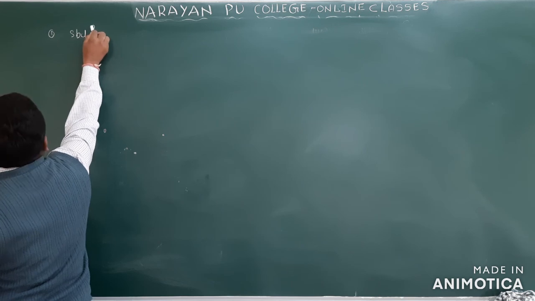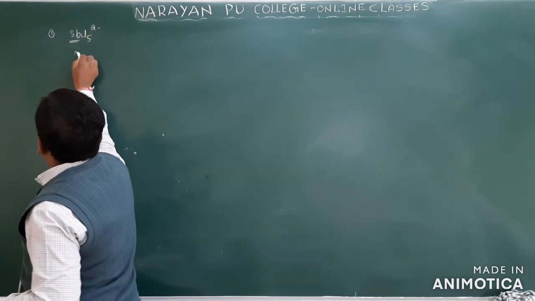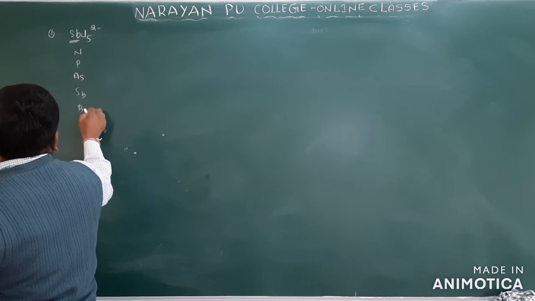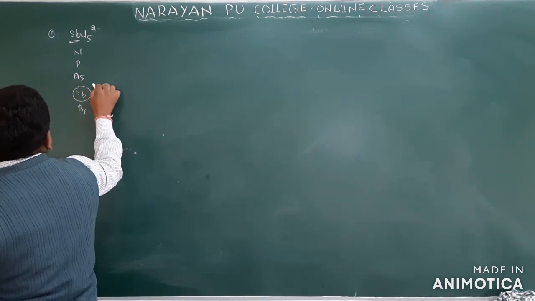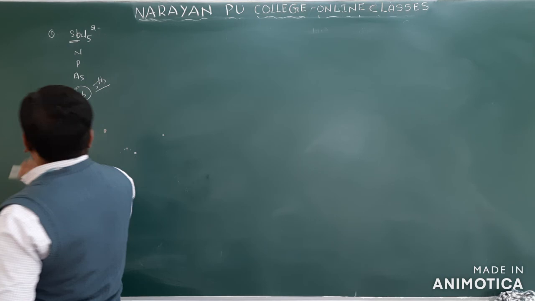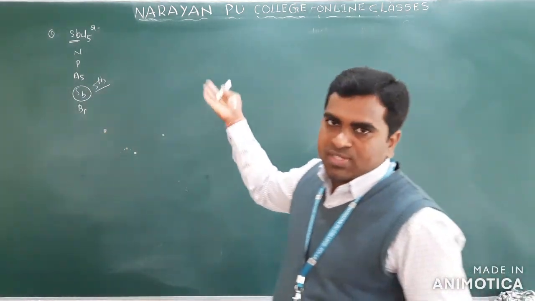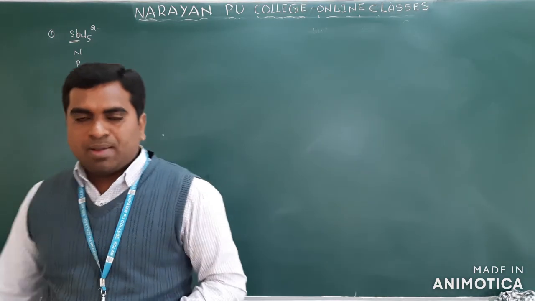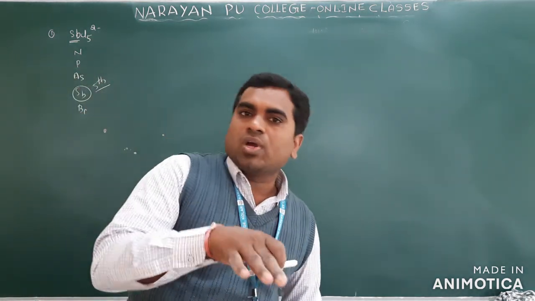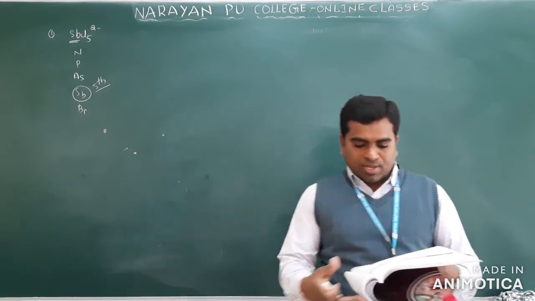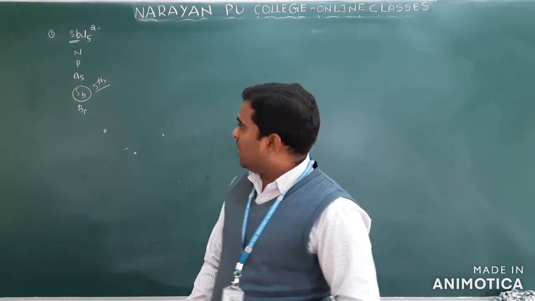SbCl5 2 minus. Sb means where it will come? Nitrogen, phosphorus, arsenic, antimony and bismuth. This Sb belongs to the 15 group, so 5 electrons you write. And 2 minus means add 2 electrons, and calculate the hybridization. Do the same for the remaining 4, and whichever is coming different, that will be the answer. Clear? Good. Next one.